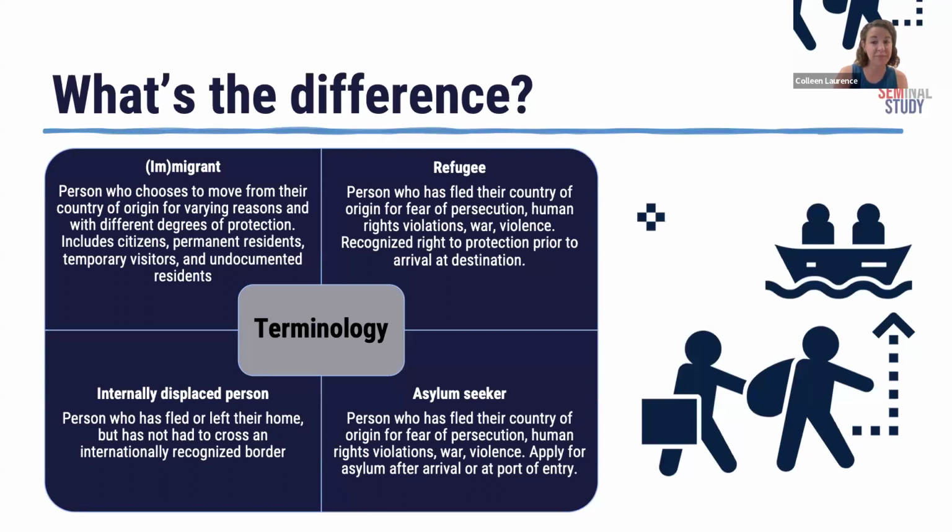Finally, an internally displaced person is someone who leaves or flees their home but has not crossed an internationally recognized border, and so they may or may not be recognized by official international entities. Right now, some of the greatest concentrations of internally displaced persons are in the Democratic Republic of Congo, Syria, Afghanistan, Yemen, and Colombia.